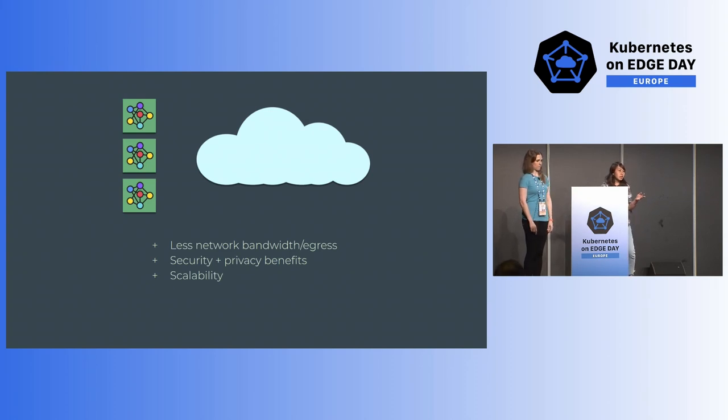And then finally, there's scalability. Before, if you have millions of connected devices and all of these are streaming their data to your cloud, you have to be able to handle all this input from a bunch of these different devices. But now all these models are running individually on the device itself, and so they're just responsible for dealing with their own set of inferences.